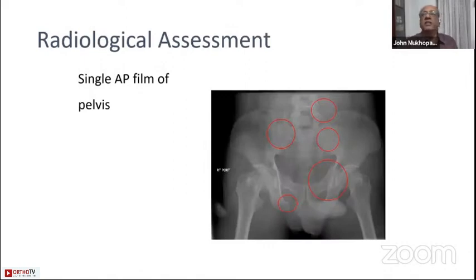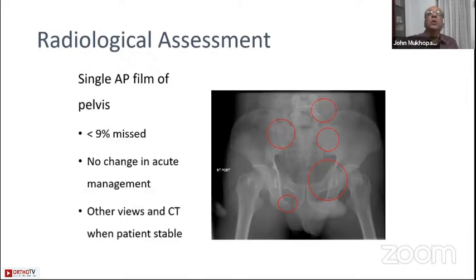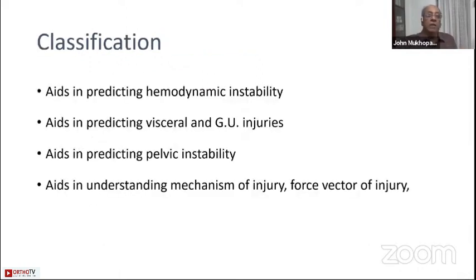It's interesting that your first X-ray investigation when you see these pelvic injury patients is a single AP X-ray. You actually miss only 9% of any significant injuries with just the AP X-ray, and it does not change your acute management in terms of requiring CT scans. So your initial X-ray when the patient comes to the emergency department is just an AP X-ray. You don't need to do the other X-rays and CT scans, which were discussed earlier, until you have stabilized the patient hemodynamically.